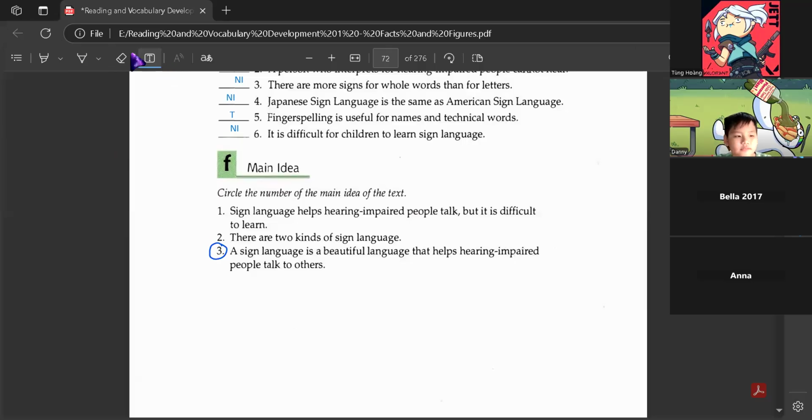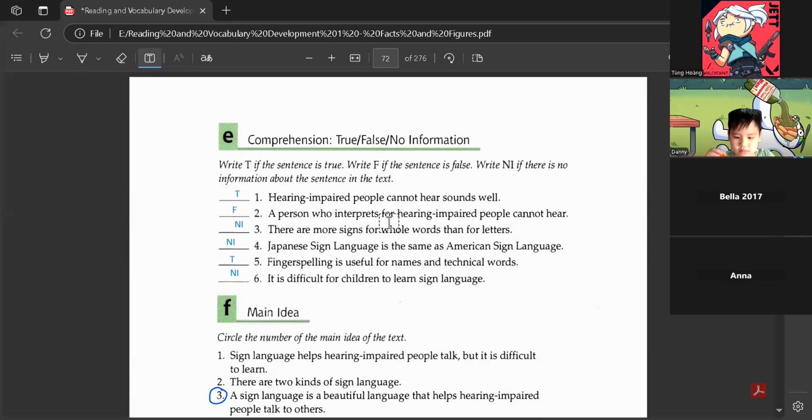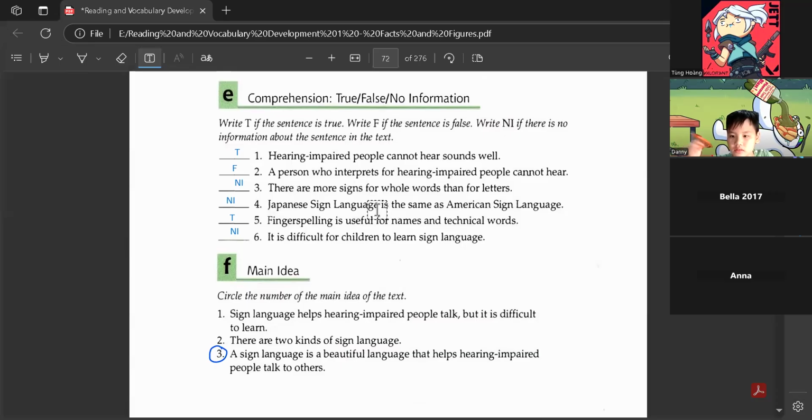Yeah. I tell you, Thomas. First, that Japanese sign language is the same as American sign language. Yeah. Is false. But it is not given in the text, so it's no information, although it's true. False. ChatGPT said that Japanese sign language is the same as American sign language is false. Yeah, I know it's false, but there's no information in the text.